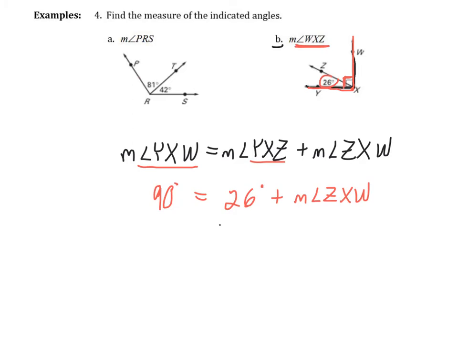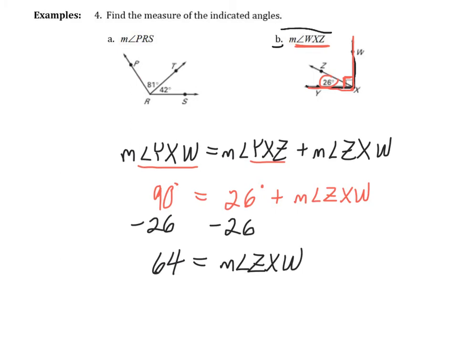So in order to do that, I'm just going to solve it like any algebraic equation, subtract 26, and it looks like I end up with 64 equals the measure of angle ZXW, or as I said, the same as WXZ.